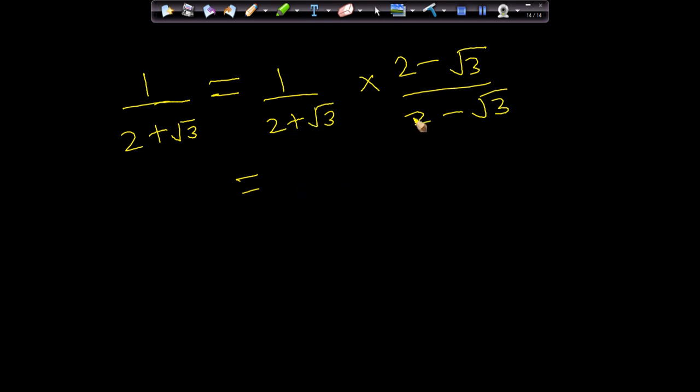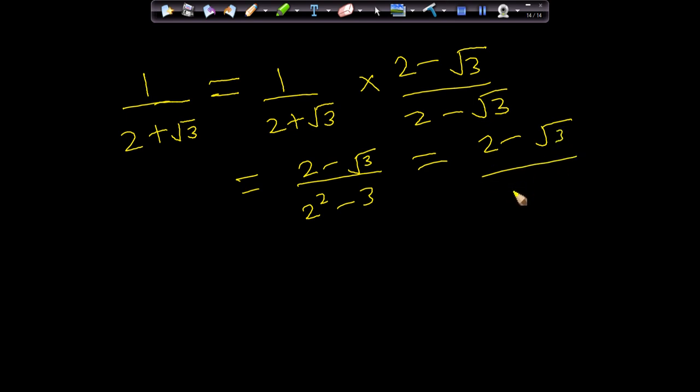So we multiply numerator and denominator by 2 minus root 3 and use that formula, (root a plus root b) into (root a minus root b), or (a plus root b) into (a minus root b), will be what? a square minus b, like x square minus y square, right? So the denominator will become 2 square minus 3, and the numerator will be 2 minus root 3. So what is the answer? (2 minus root 3) by 1.